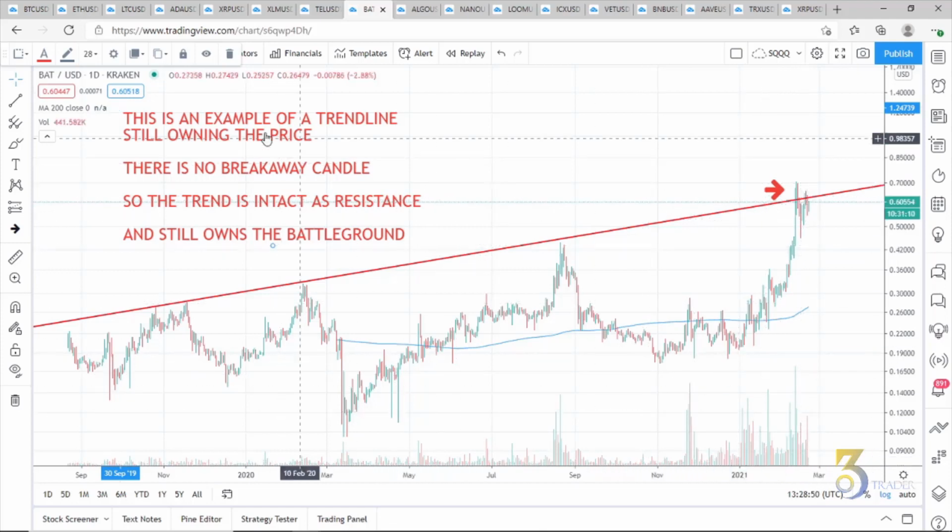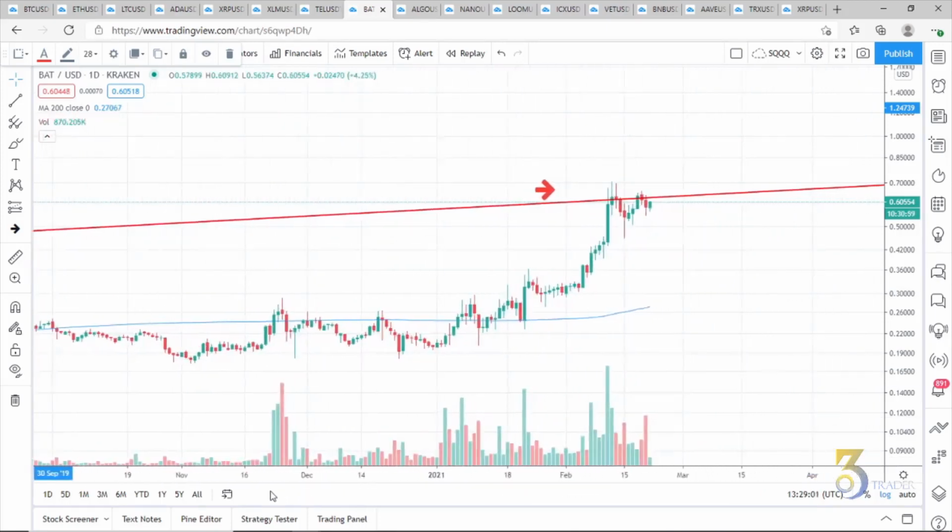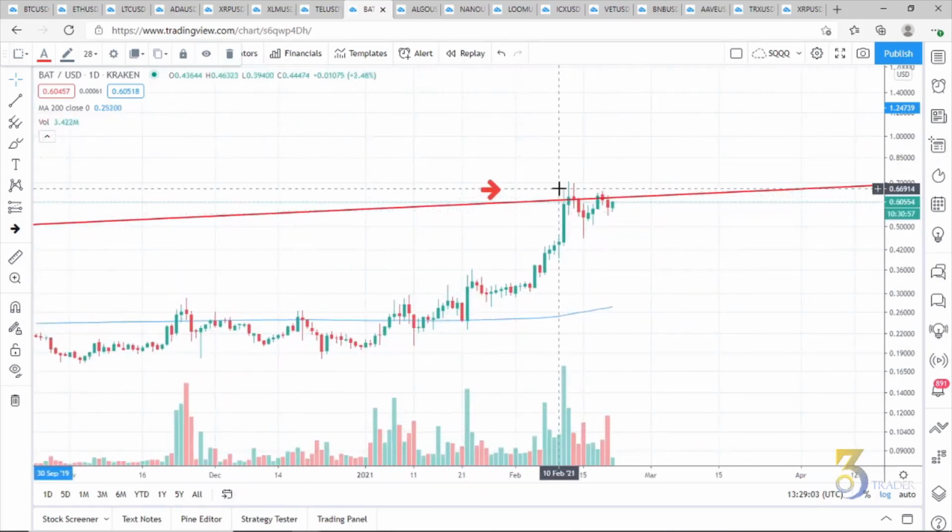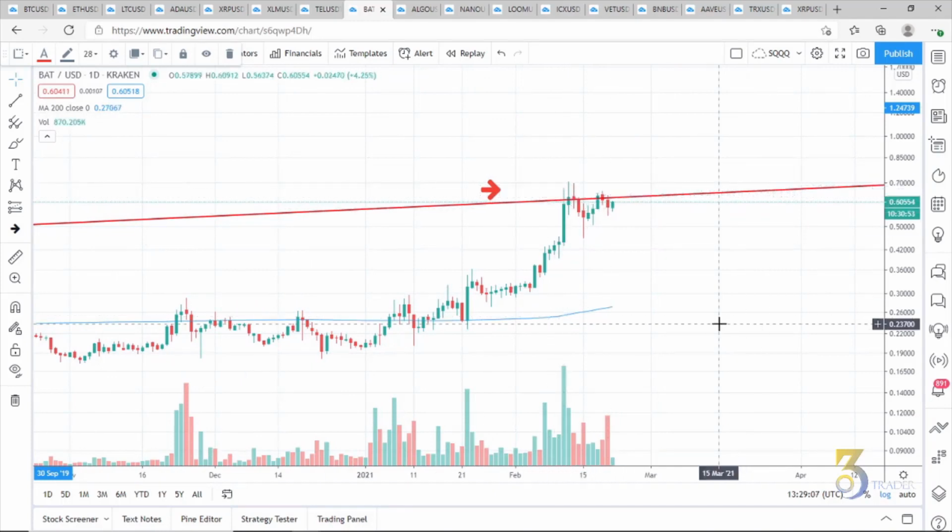Now, I want to show you this. This is an example of a trend line still owning the price. Remember I said trend lines are areas, not exact price points. Now I'm going to show you why. Let's zoom in on this. Oh, a breakout! Yes! Breakout traders buying this, what would have happened to them? They'd be in trouble right now.